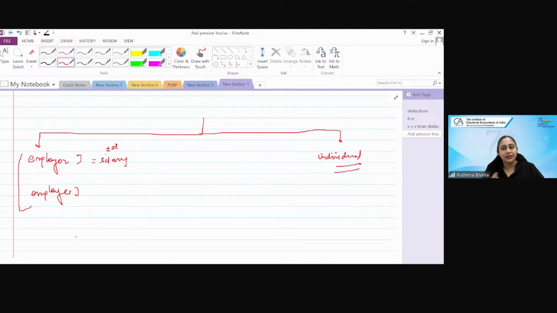PF contribution is not taxed up to 12%. Similarly, superannuation contribution is not taxed. Your NPS contribution, however, is taxed at the first instance. It is a part of your salary. Whatever contribution they are making would always be part of your salary. Please mark it crystal clear.